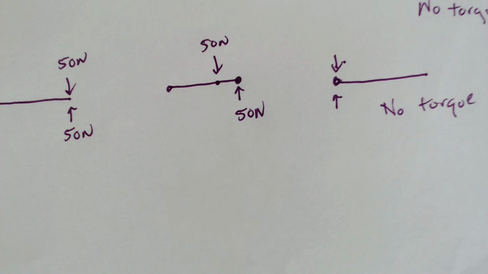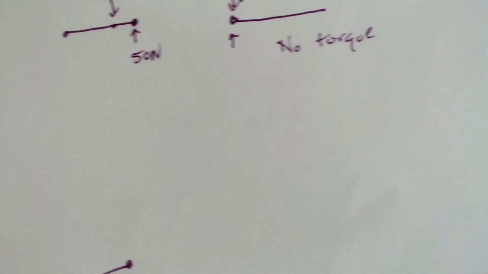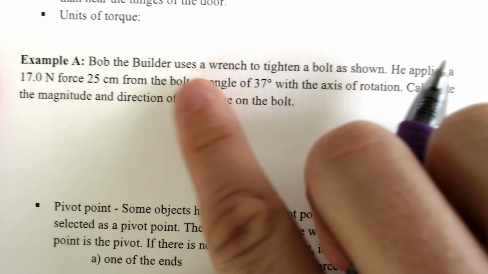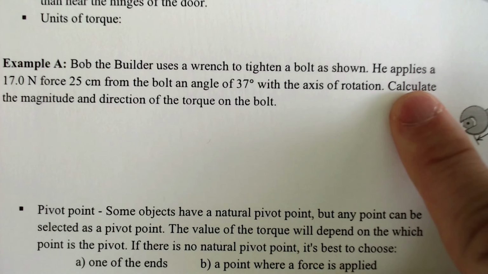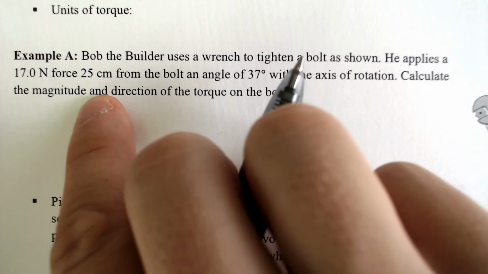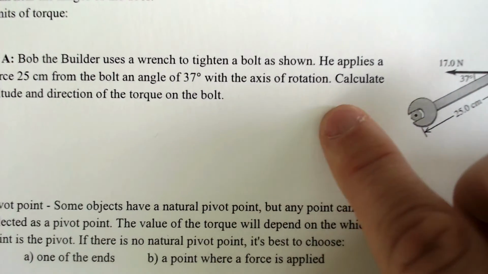All right. Let's do a quick example before we get moving on and being done for the day. Let's say we have Bob the Builder. He uses a wrench to tighten a bolt, as shown. He applies a force of 17 newtons, 25 centimeters away from the bolt, at an angle of 37 degrees from the axis of rotation.